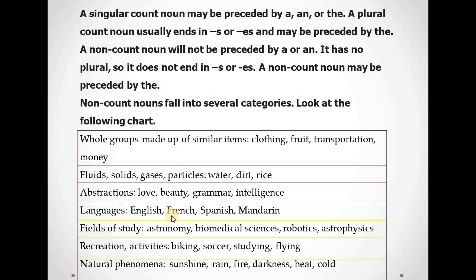Here we have some examples of non-countable nouns. We have some categories or examples of non-countable nouns. For example, fruit is a non-countable noun. Transportation, money, gases, water, grammar, French, soccer, rain. These are non-countable nouns.